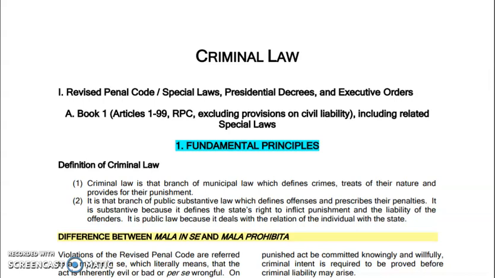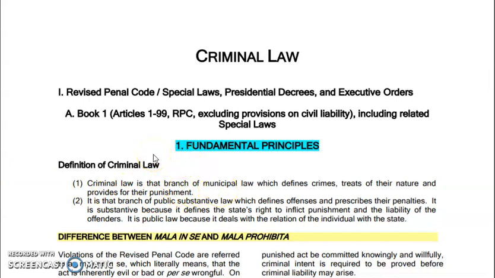So to start with the definition of criminal law, please note that penal laws are those acts of the legislature which prohibit certain acts and establish penalties for their violations. Criminal law is that branch of municipal law or public law which defines crimes, treats of their nature, and provides for their punishment.